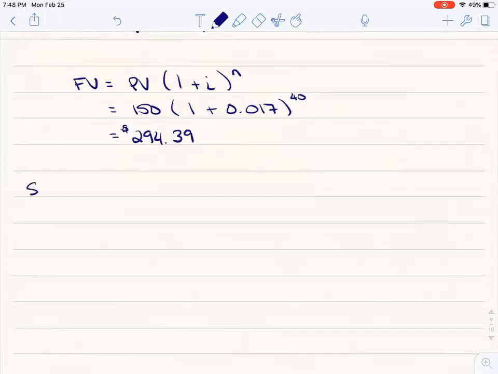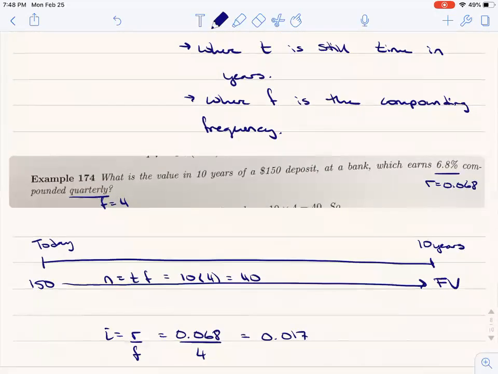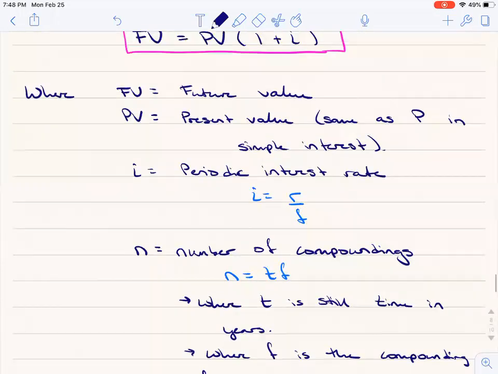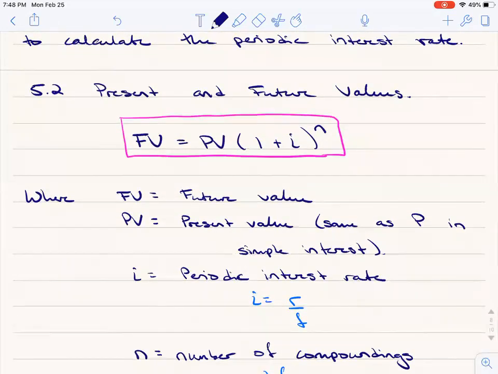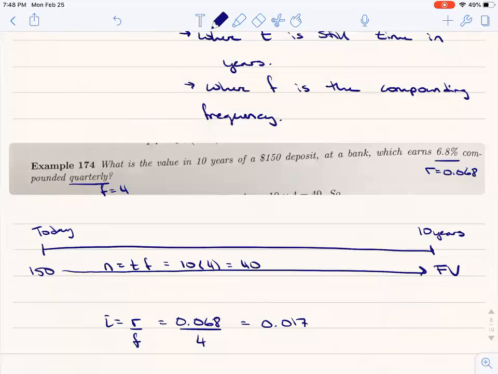What if we had to... so now we've solved for the future value. Of course, next step is solving for the present value. Right? So solve for the present value. I guess I didn't make a note like that up above here. It's just kind of all future value. I'll put it above the example. Solve for future value. There. Now you have little reference points of where we did it.